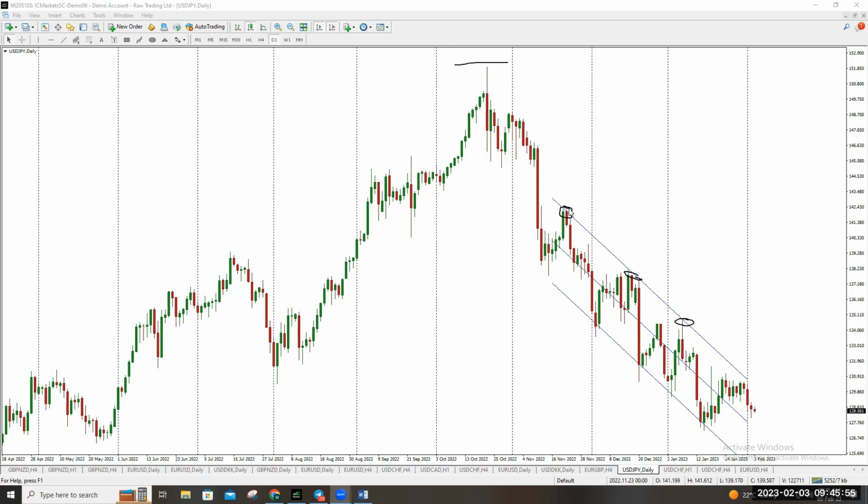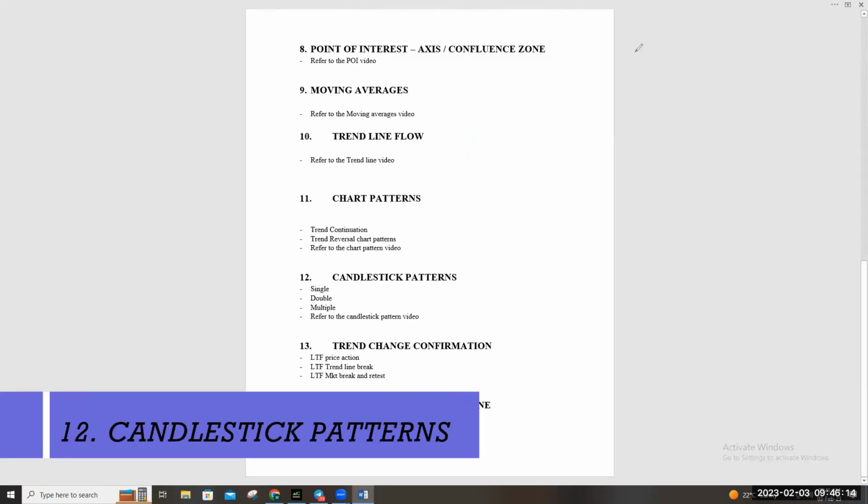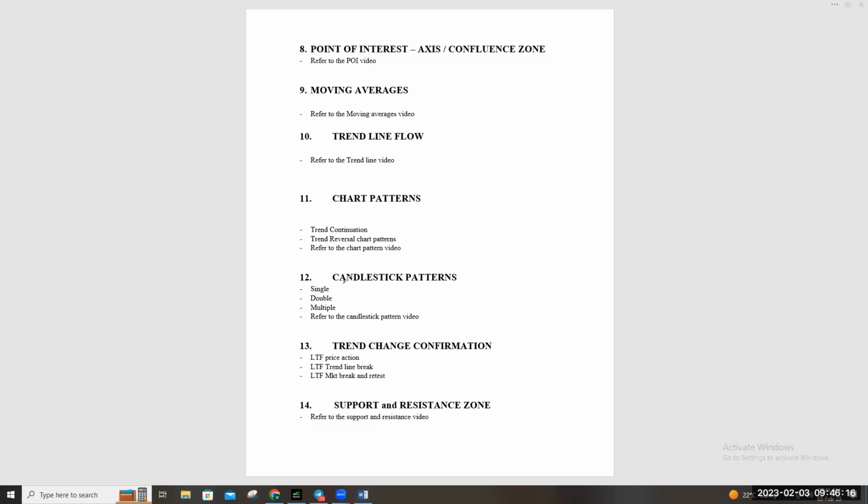Quality number 12, these are the candlestick patterns. Now, there are different types of candlestick patterns based on how they are formed. Is it formed by one candlestick? Then it's going to be a single candlestick pattern. Is it formed by two? You call it a double candlestick pattern. If it's formed by three or even more candlesticks, we call it a multiple candlestick pattern.